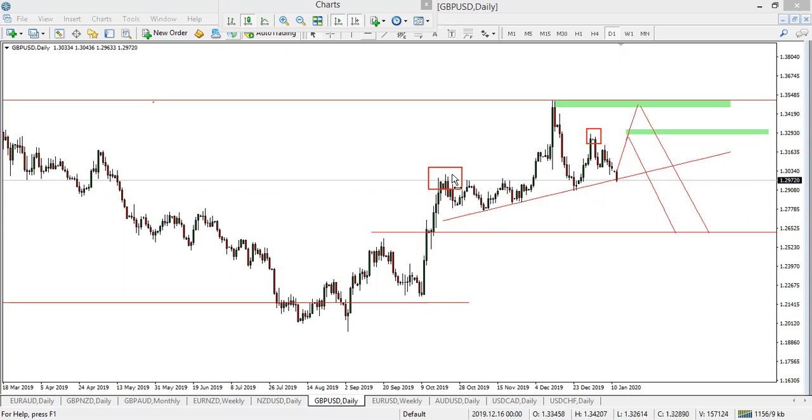The head, the left shoulder, and the right shoulder. So a breakout of the neckline. This is the neckline. This trend line is the neckline. A breakout of this trend line might give us a good view of where the cable is going. So when it breaks out to the downside, breakout traders should be selling, will come in aggressive and this might move volume to the downside.